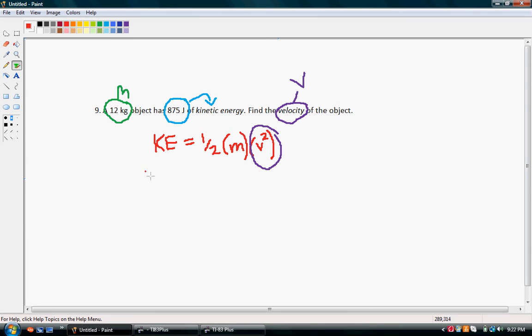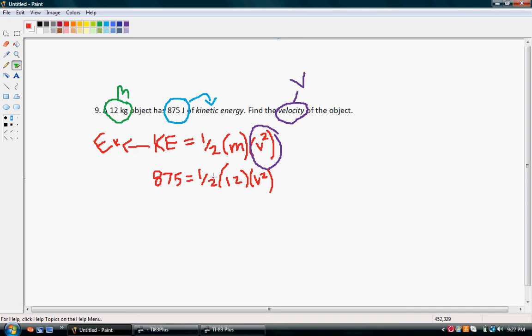So what we're going to do is plug in our numbers. This kinetic energy, you're also going to see this sometimes as E sub k, little k. It's the same thing. It stands for kinetic energy. Anyway, we know that the kinetic energy for this system is 875 joules, and that is equal to 1/2, and the mass is 12 kilograms, and our velocity is unknown right now.